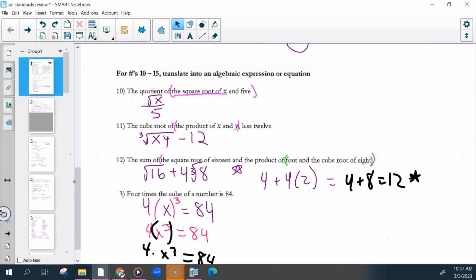11, the cube root of the product of x and y, those should both be underneath the cube root, and then minus 12 after that. 12, I did extra work, so you don't have to write all of this. The translation part: the sum of, so we're adding 2 things, the square root of 16 and the product of 4 and the cube root of 8. Just this part is really all you need. If it said to evaluate, you could have kept going. The square root of 16 is 4, the cube root of 8 is 2, multiply, add. But that was more than what the question asked for.